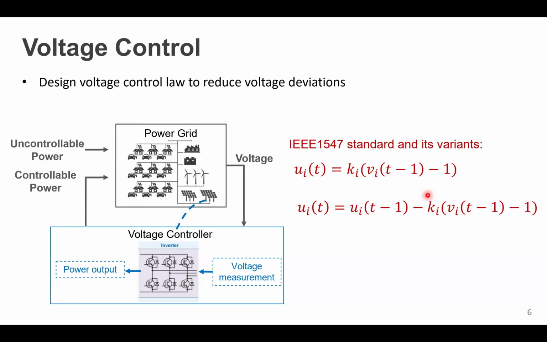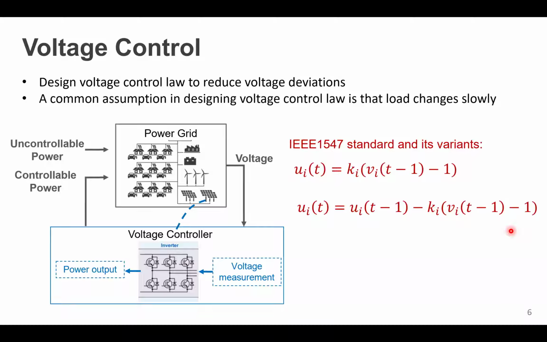Because of that, we want to design the voltage control law to reduce the voltage deviations. The voltage control law is commonly defined to regulate the controllable power, especially the controllable reactive power, according to the voltage deviations. This controllable power can come from inverter-based resources like energy storage. Correspondingly, the control law defined by standards like IEEE 1547 regulates the reactive power linearly with the voltage deviation from 1 per unit. We also have variants of such control gain, which incrementally regulate the reactive power according to a similar control law.